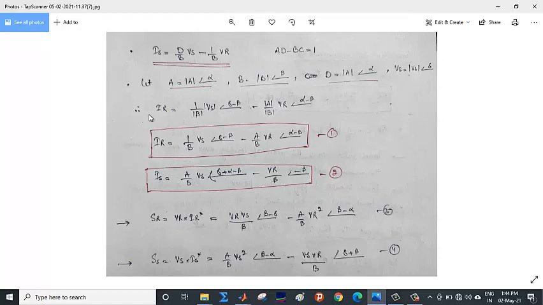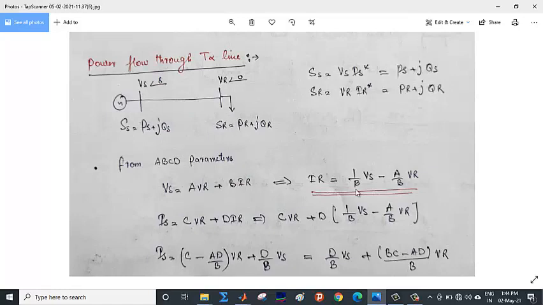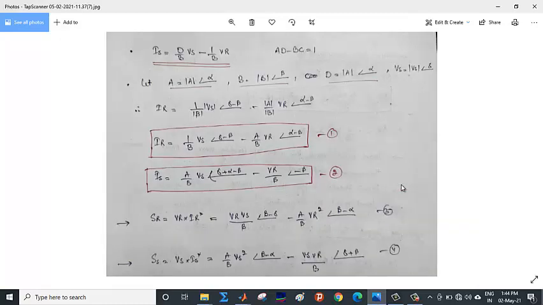Therefore IR is equal to Vs at an angle of delta divided by B at an angle of beta, minus A at an angle of alpha into VR, that is angle 0, divided by B at an angle of beta. When you take this angle common and take it to the numerator, this will be equal to Vs, its angle is delta, B, its angle is beta. When you take it to the numerator, they will be subtracted.